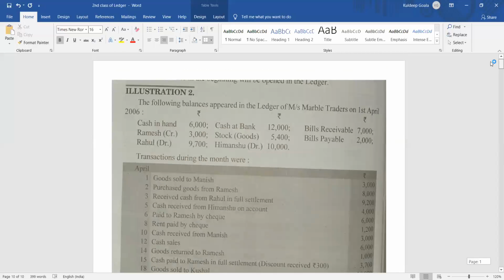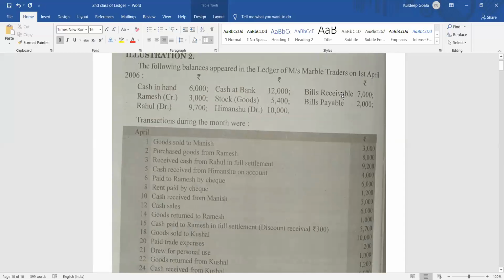A question will be given to you. Generally, if the question asks you to prepare in a comprehensive way, it will not be asked in the exam, it may be asked for your project work. If it is asked in a comprehensive way, then you will be asked to prepare the journal entries and the trial balance. And after the journal entries, you have to prepare the ledger accounts, balance the ledger accounts, then prepare the trial balance. After that, the financial statements will follow.